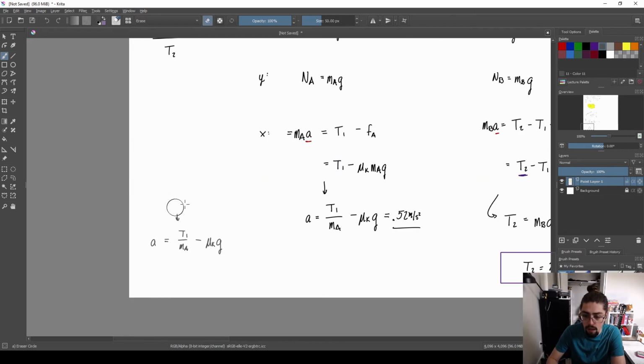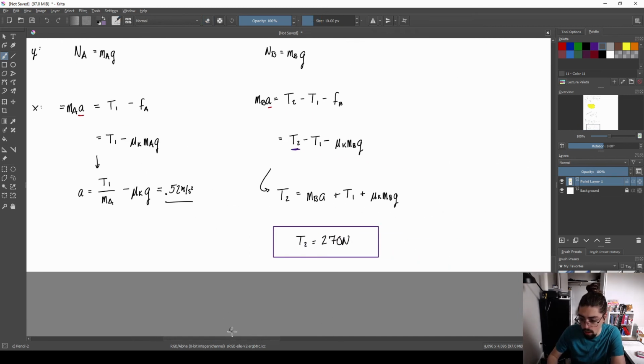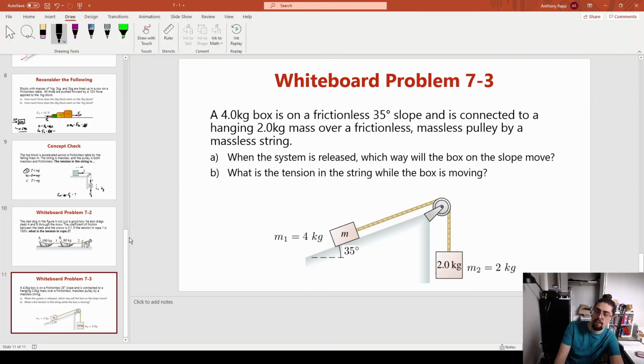So, I've got one more for us here. What I'm thinking about is one last problem that's a little bit weird. Let's imagine a 4 kilogram box is on a frictionless 35-degree slope and is connected to a hanging 2 kilogram mass over a frictionless, massless pulley by a massless string, right? And I know we said a lot of massless, a lot of frictionless, but it's for your benefit, I promise. When the system is released, which way will the box on the slope move?